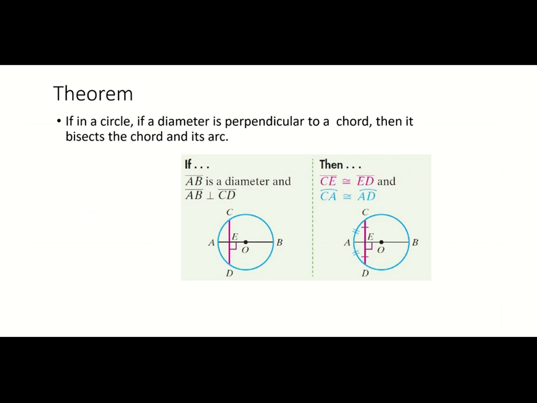All right, so our next theorem says if in a circle you have a diameter that is perpendicular to a chord, then it's going to bisect the chord and its arc. So here we have OA is perpendicular to CD, so it bisects the chord. So CE is congruent to ED, and then also arc CA is congruent to arc AD as well.